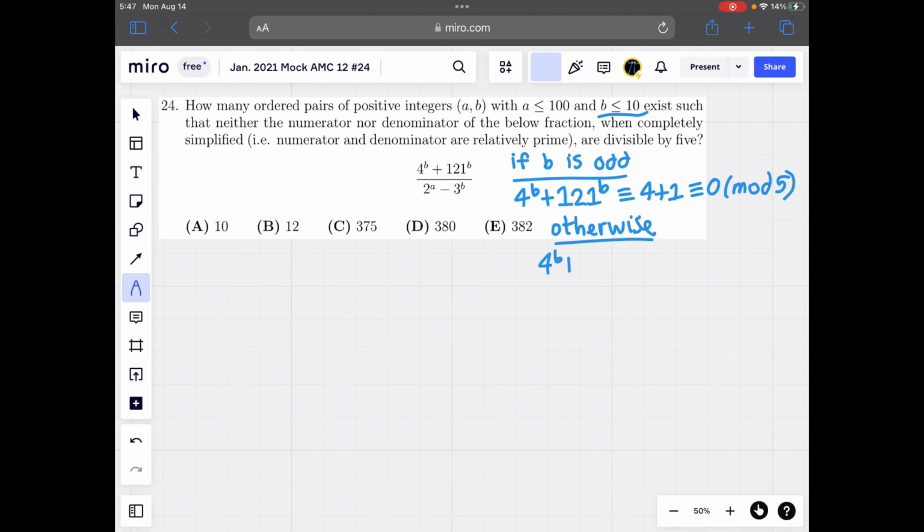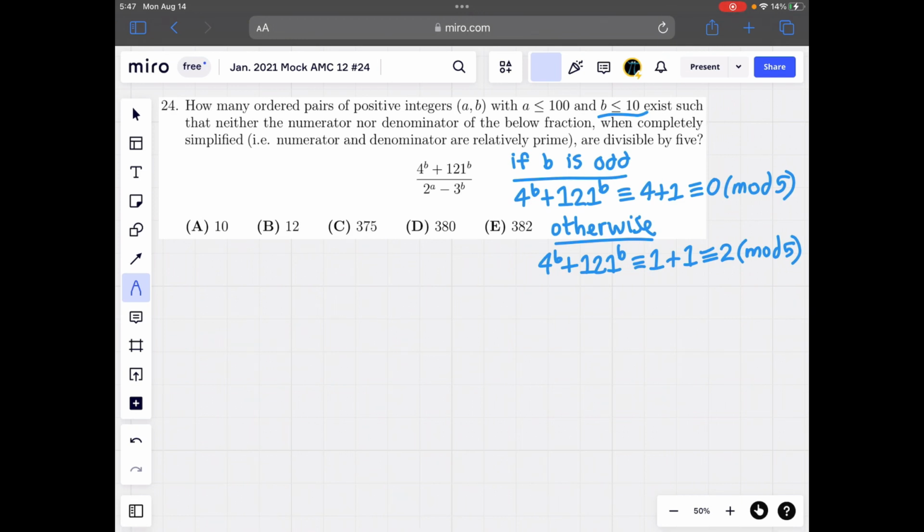Otherwise, 4 to the b plus 121 to the b is congruent to 6 or 1. That's what 4 to the b is congruent to mod 5 if b is even, plus also 1. 121 to the b is always congruent to 1 mod 5, and 1 plus 1 is congruent to 2 mod 5. So if b is even, then the numerator is not divisible by 5, otherwise it is.